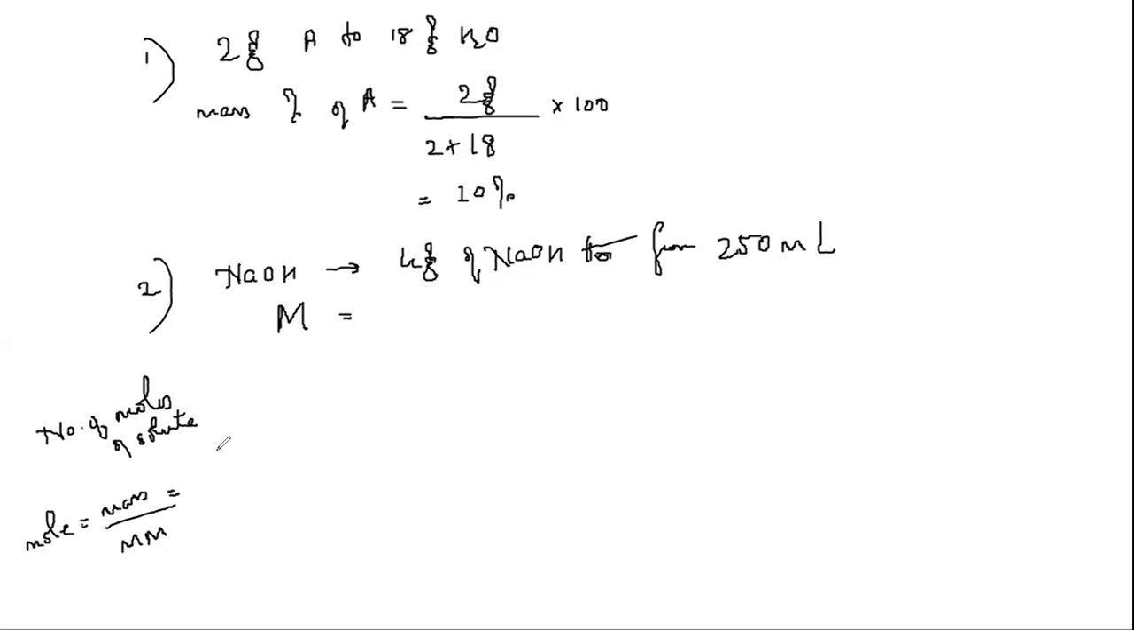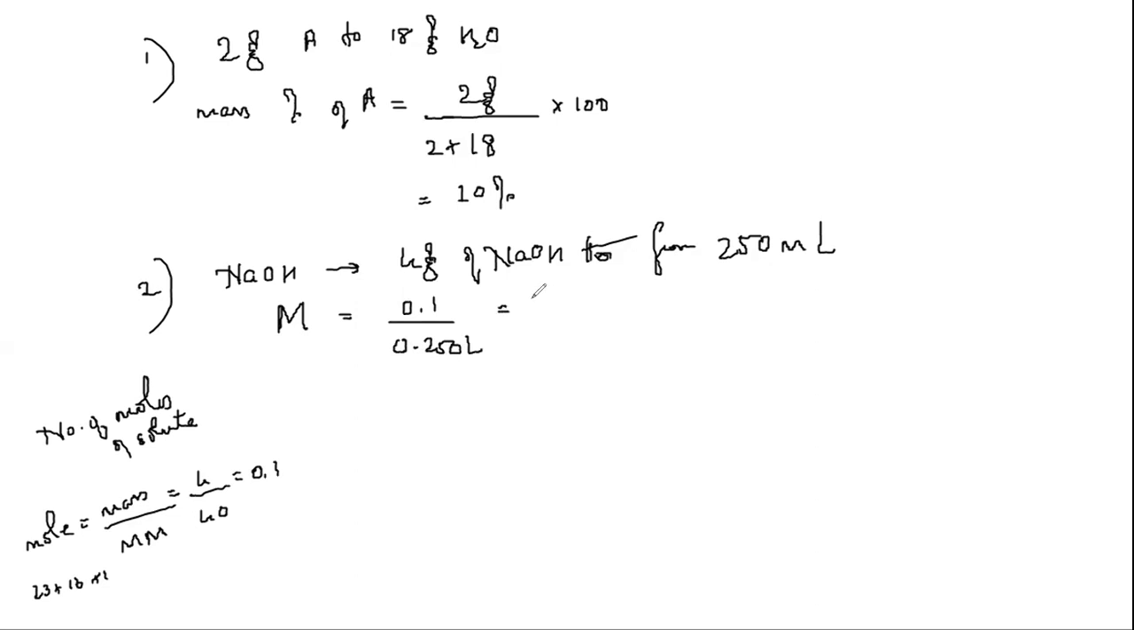So what is the mass of NaOH given? 4 divided by the molecular mass of NaOH. Na is 23, oxygen is 16 plus 1 for hydrogen. 24 plus 16 is 40. So 4 by 40 is how much? 0.1. So I can write 0.1 divided by 250 ml. 250 ml can be written as 0.250 liters, because volume should be in liters.